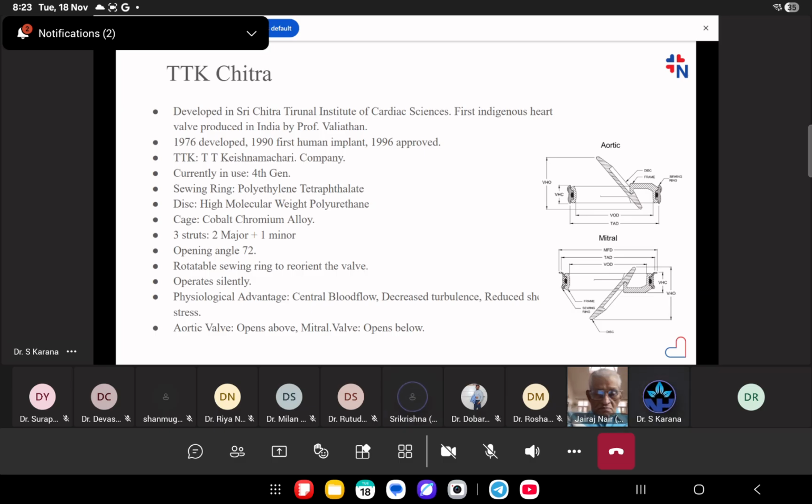What do you mean by operate silently? Sir, there is a valve tick, which is very typical in the case of bileaflet valves. It is not so much in this, sir, because this is a polyethylene material, whereas bileaflets are all pyrolytic carbon. Yes, so they go onto the housing, and they cause a lot of noise as a click.